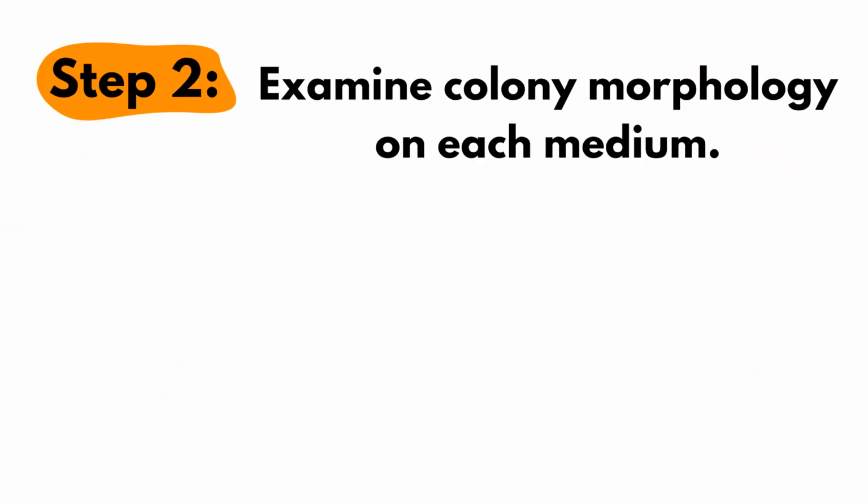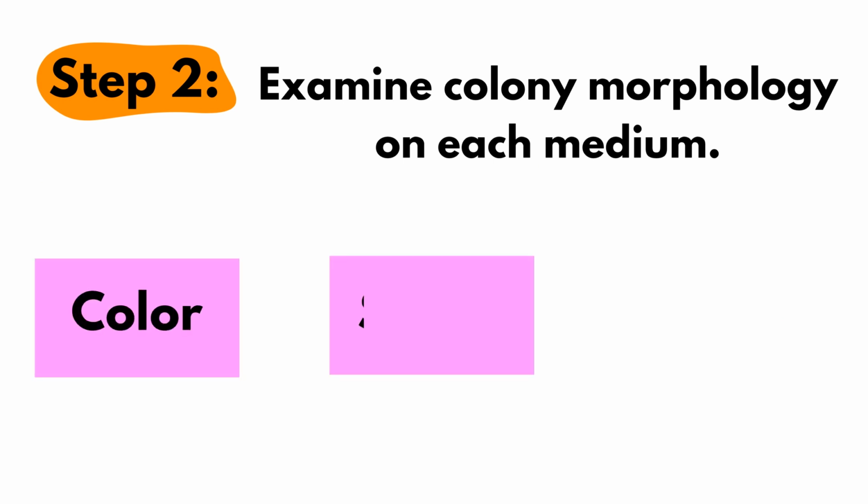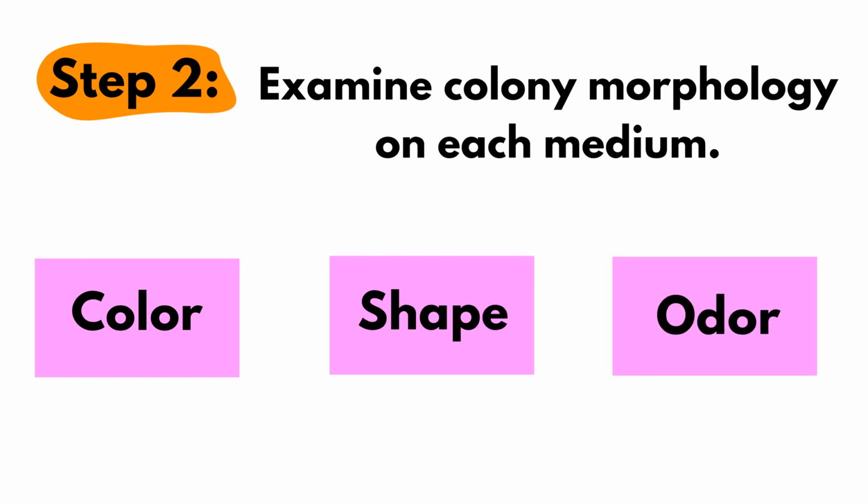Step 2. Take note of colony morphology on each media type. Look at the colony morphology again and note unique characteristics such as colony colors, shapes, and odor. Since I'm feeling generous, I will just give it to you here.